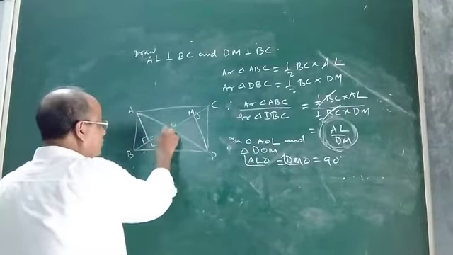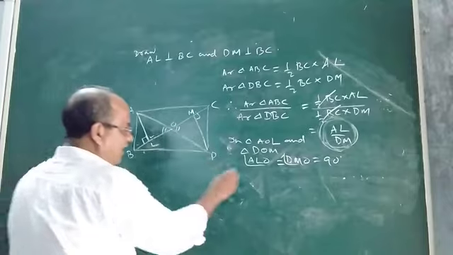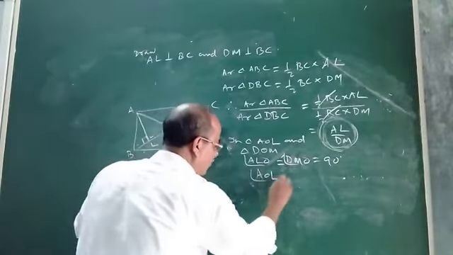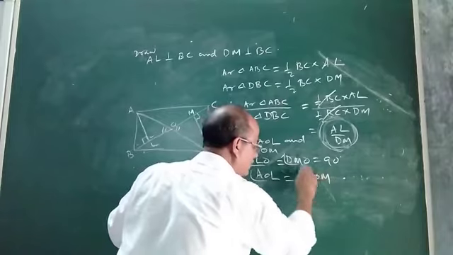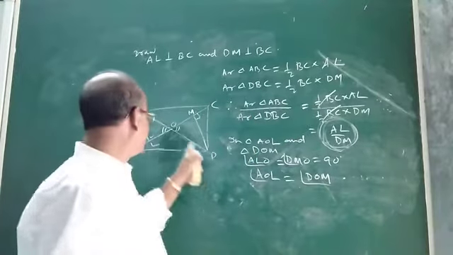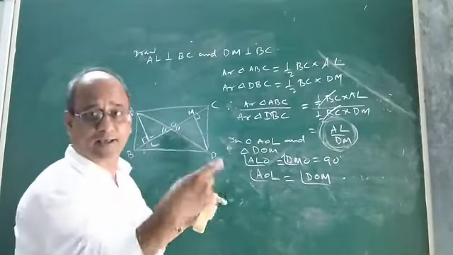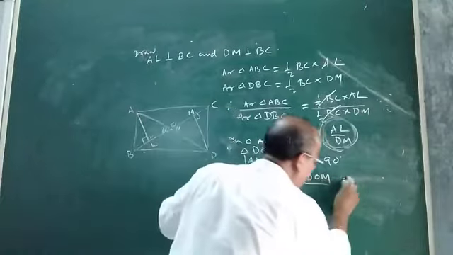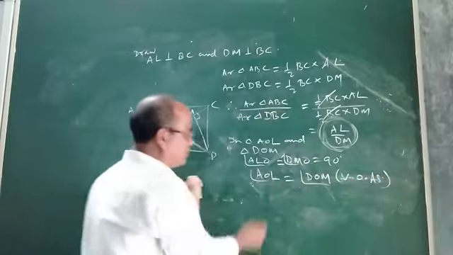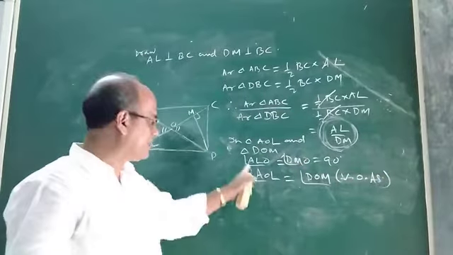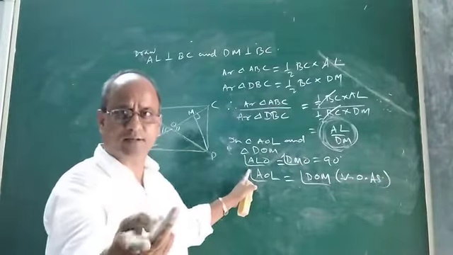And what about these two? Angle AOL and angle DOM. These two are also equal. Why are they equal? Because they are vertically opposite. They form a pair of vertically opposite angles. So as these two angles form a pair of vertically opposite angles, no doubt these two angles will be equal. So now we got two conditions, angle.